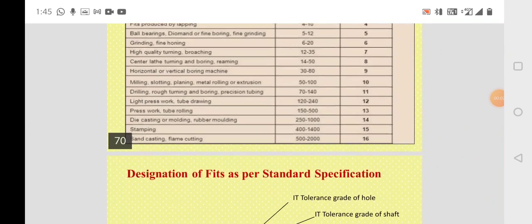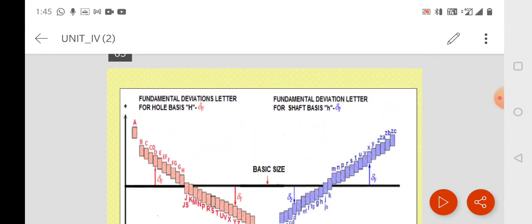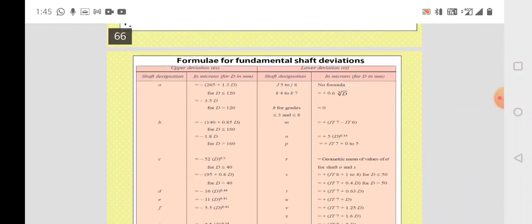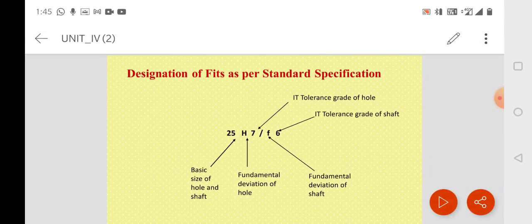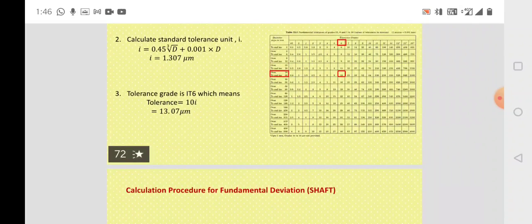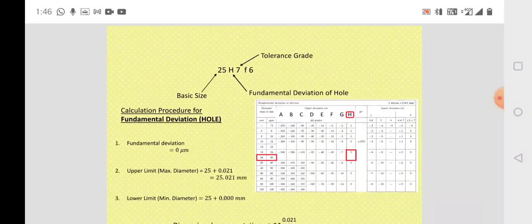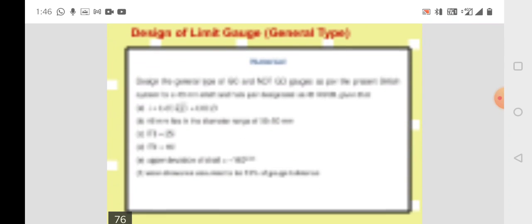Students, we have seen how to calculate the fundamental deviation, then the standard tolerance unit, that is I, then tolerance grades. All this we have seen, the tabular tables we have seen for this. Now here we have seen how to designate the fit as per the standard specification and what are the formulas used for calculation of the tolerance and fundamental deviations. So this all we have seen. Now we'll see the design for the gauges.